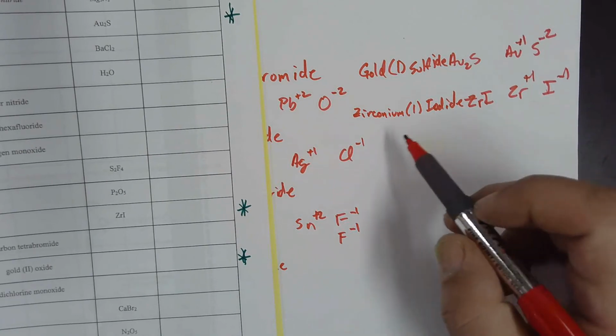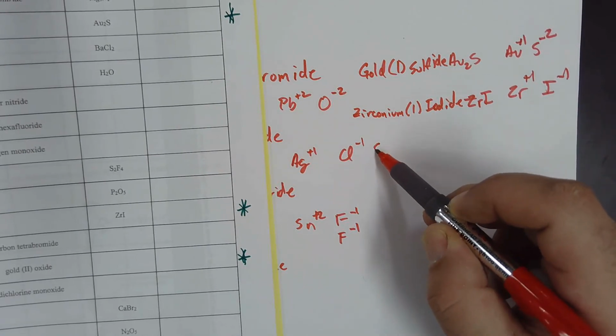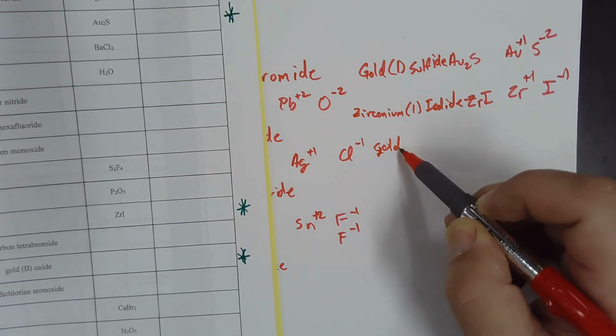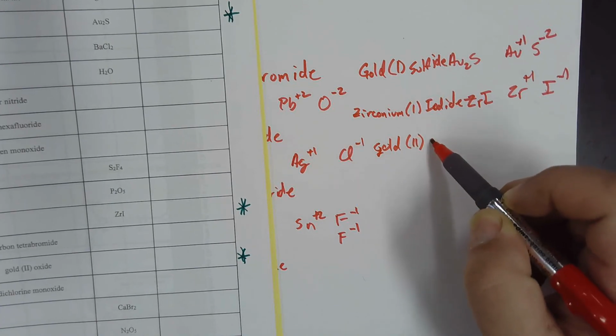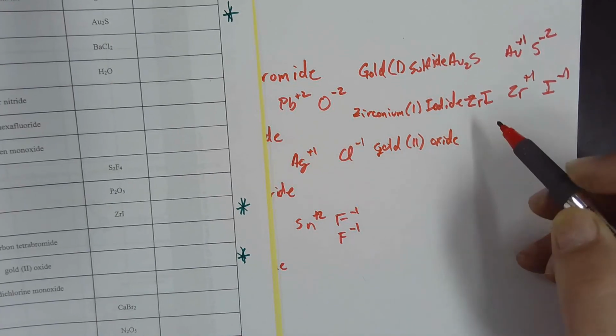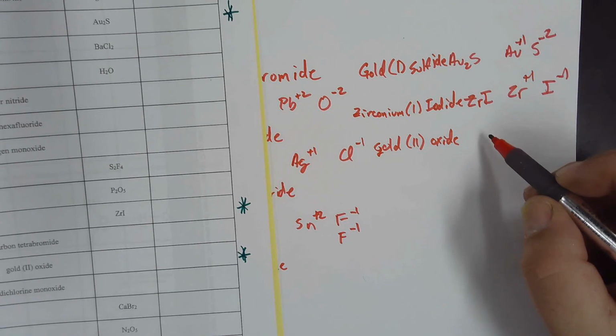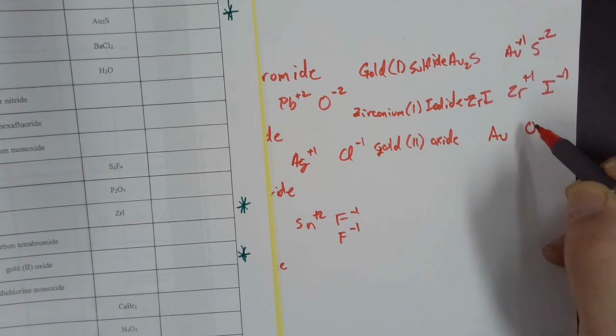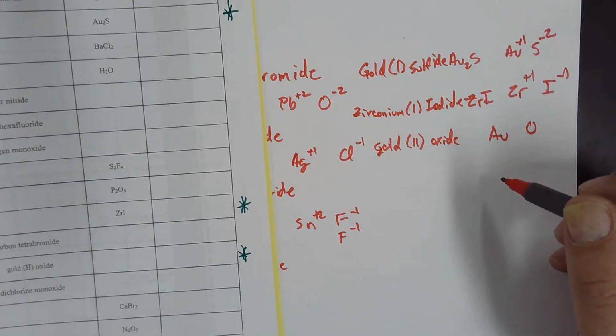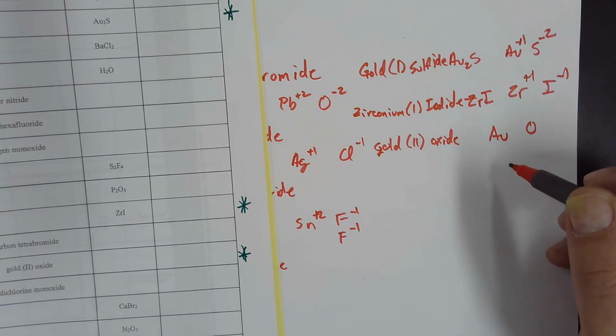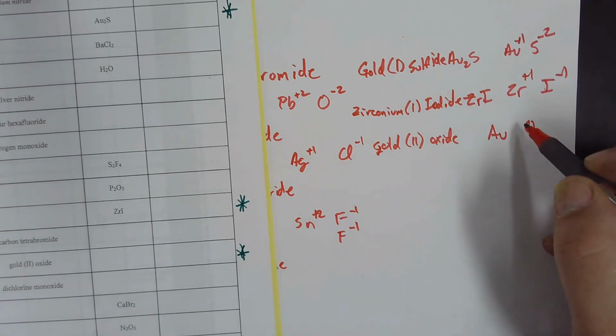The last one on this sheet we gave you was gold 2 oxide. Make sense? So we have Au and we have O. What charge is the oxygen going to make? -2.